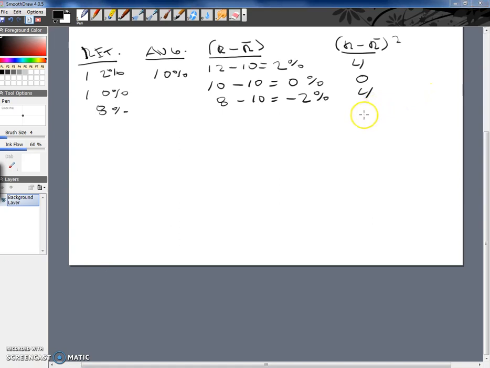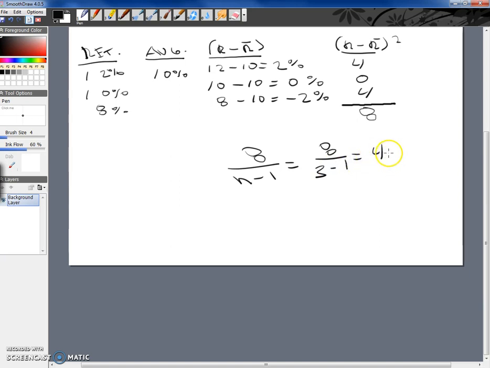Okay, so then what we need to do is add these deviations. If you add them, that gives you 8. That's if you add the squared deviations. Then the formula tells you to divide this by n minus 1. So you have to divide 8 by n minus 1. So 8 divided by 3, right? 3 because we have 3 years. 3 minus 1 gives you 2.